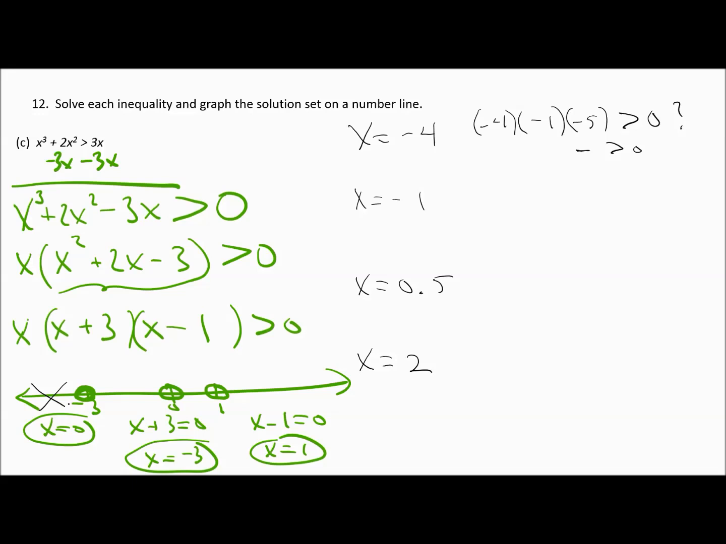Now I'm going to plug in negative 1, again, into this factored version. So that's going to say negative 1 for the x, negative 1 plus 3 is 2, and then negative 1 minus 1 is negative 2. Question is, again, is that greater than 0?